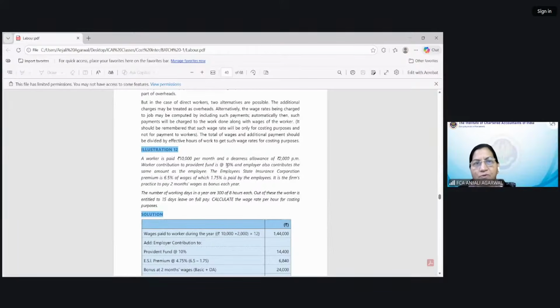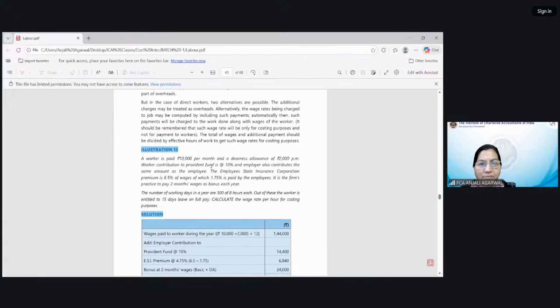Another important thing, though you will be learning it in your other subject also, is that generally, if nothing is said, the contribution to Provident Fund is 10% of his salary. The salary will include 10,000 as basic as well as the DA. So the 10% will be calculated on 12,000, not on 10,000.